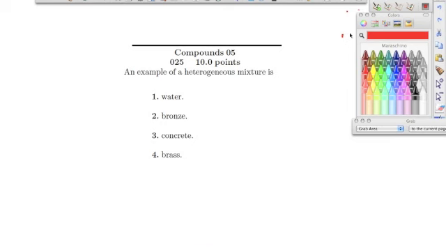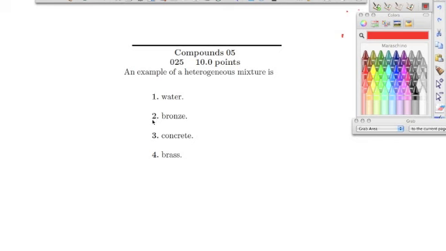A homogeneous mixture means that we cannot tell the difference. When we look through it, we can't see little pieces floating around, or we can't see anything within that mixture that kind of stands out on its own. If we look at these, water is actually all by itself. It's not a mixture. Water would be considered a molecule, or a compound.